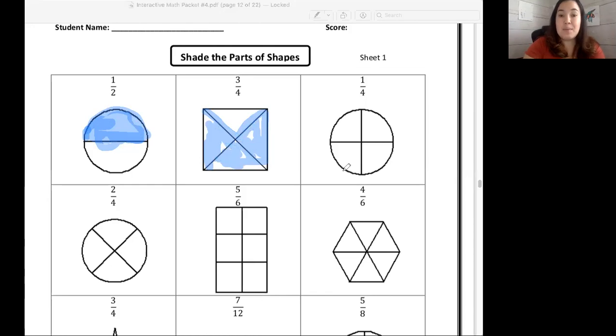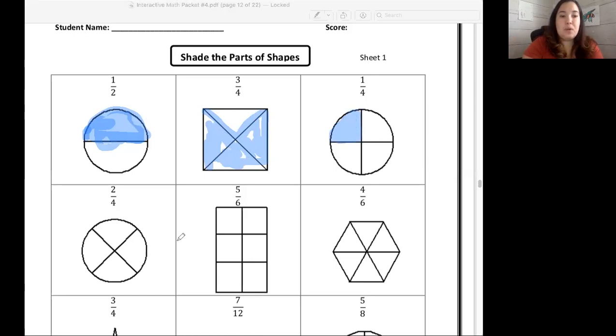Moving over, how many parts do I have here? 4 parts. My bottom number is 4, right? And how many parts do I shade in? I'm only gonna shade in 1 part. Whatever my top number is, that's how much I'm going to shade in. So I'm just gonna shade 1 portion. Boom, easy peasy.